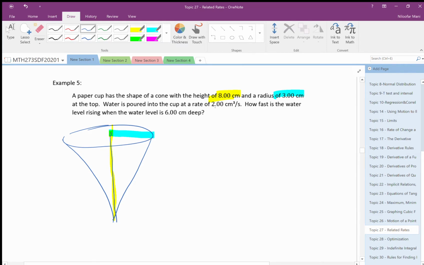V prime is this rate, centimeter cube per second. So means V per second, V prime per time, means dV over dt. That's why you see second. This is V prime. So it says how fast is water level rising when the water level is this, means H, when H is 6 centimeter deep.